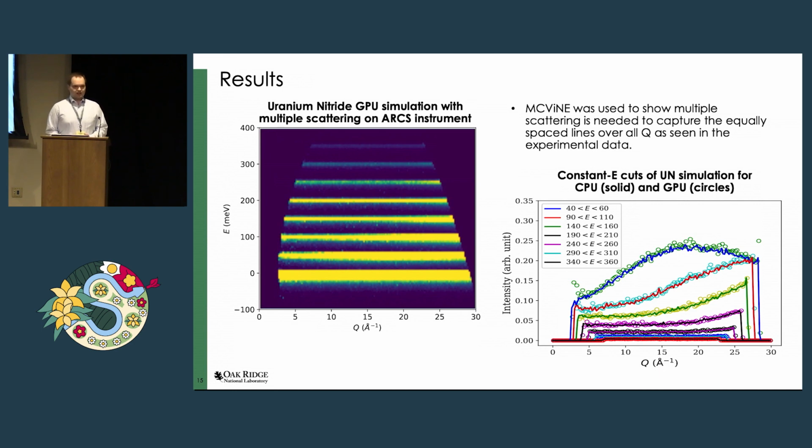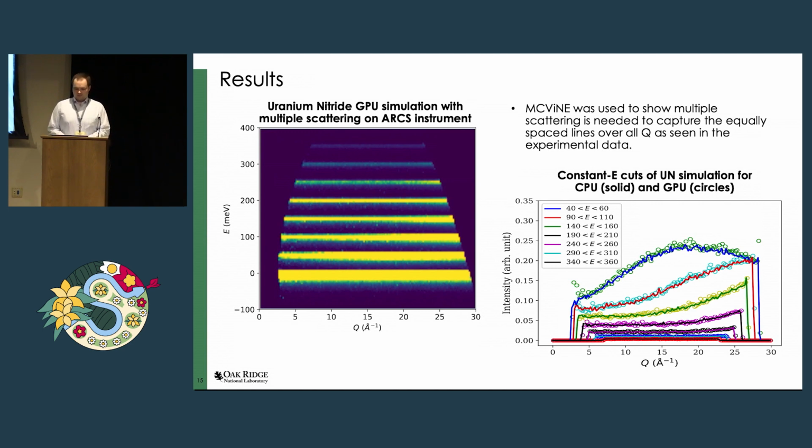Looking at uranium nitride on the ARCS instrument, on the left here, we see these constant lines across Q with different bands in energy. This was an experimental data feature. The initial simulation of MCViNE showed that we did not get these constant lines. They dropped off towards the Q as the energy increased. And so this was puzzling to us.